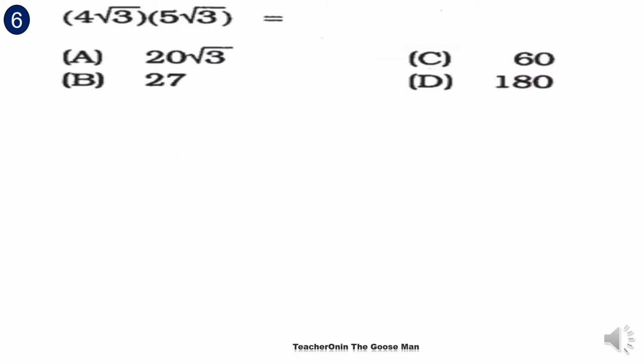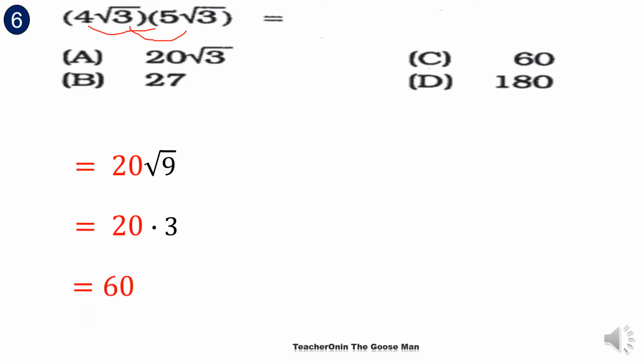Okay, next we have 4 square root of 3 times 5 square root of 3. The very first thing that we will do is multiply the numbers 4 and 5 first, and then multiply the square root of 3 times the square root of 3. So I have here 4 times 5, I have 20 times square root of 9. But take note that the square root of 9 is actually 3. So I have 20 times 3, so I have 60. Based on our choices, the correct answer is letter C.